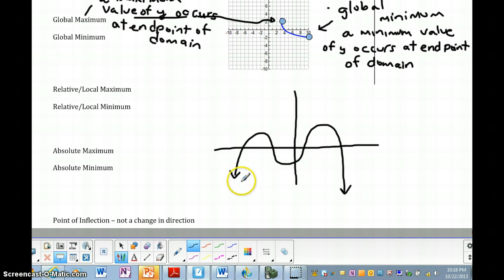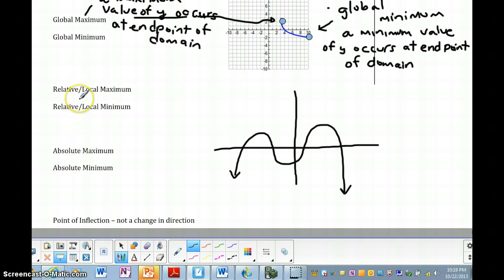So we have a function where both of our ends, if you remember end behavior, are going to negative infinity. So on the left side of our graph here, as x approaches negative infinity, the function is going down, it's going to negative infinity. And here, as x goes to positive infinity, the end of our graph is also going to negative infinity. So here you can see how some of these words are going to play out.